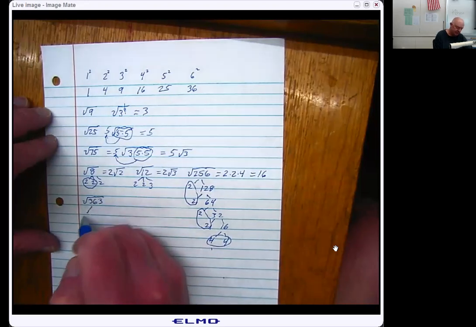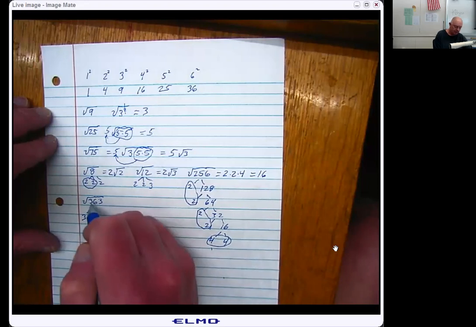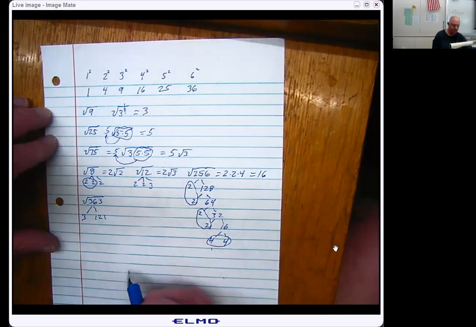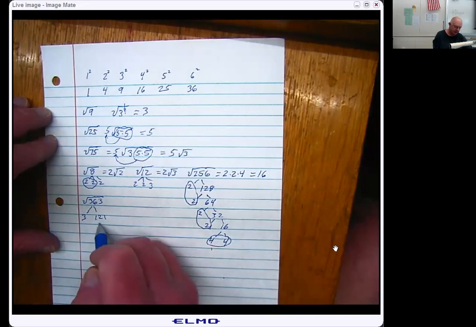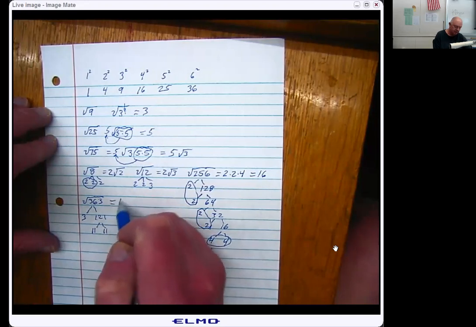So let's see. If I divide by 3, that's going to be a 1, that's a 2, and that's a 1. Look at that. We got a pair of 11s. So this is equal to 11 square roots of 3.